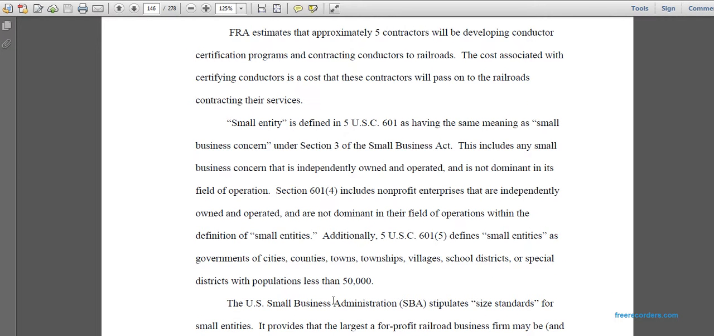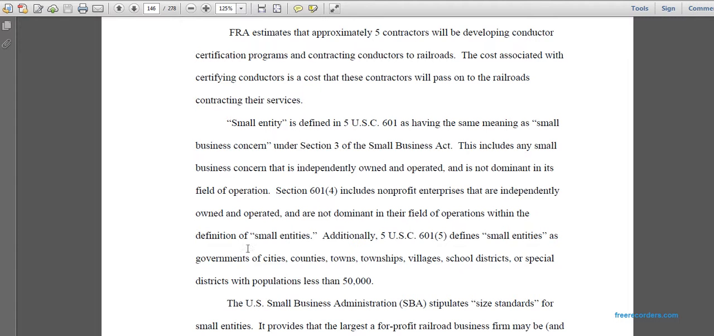The FRA estimates approximately 5 contractors will develop conductor certification programs and provide contract conductors to the railroads. The cost associated with certifying conductors will be passed on to the railroads through conductor and contracting services. A small entity is defined in Title 5 of the U.S. Code 601 as having the same meaning as a small business concern. Under Section 3 of the Small Business Act, this includes a small business concern that is independently owned and operated and is not dominant in its field of operation. Section 601 includes nonprofit enterprises that are independently owned and operated and not dominant in their field of operations. Definition of small entities, additional Title 5 U.S. Code 601(5).